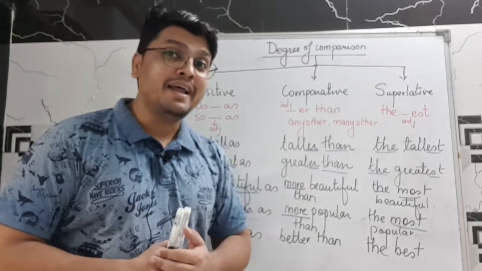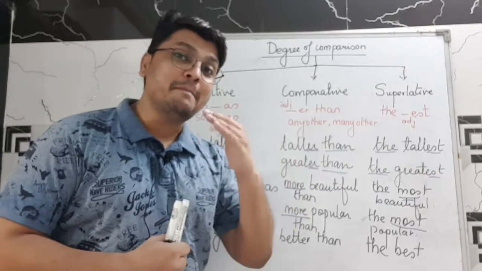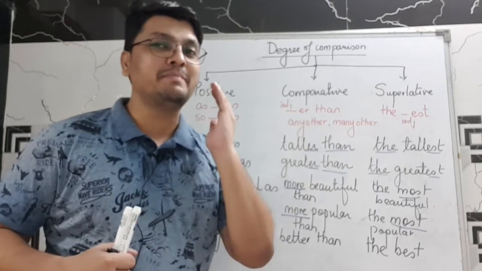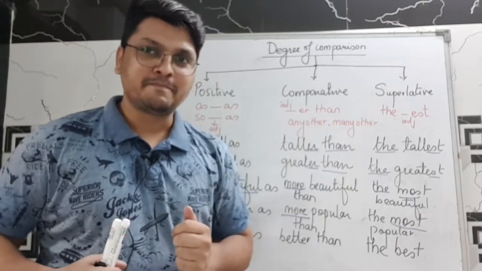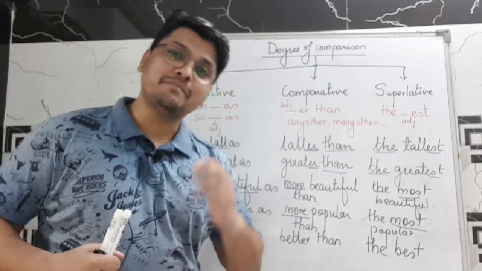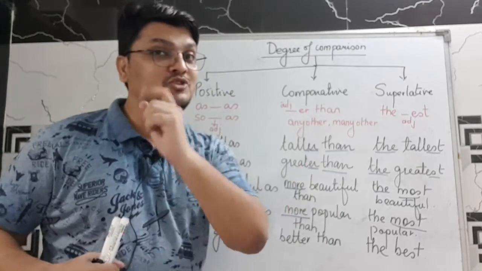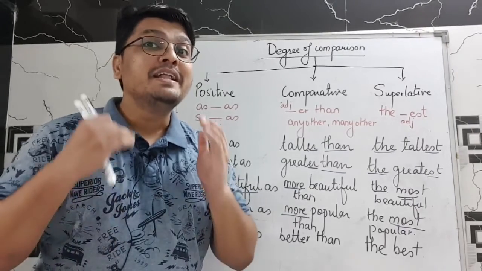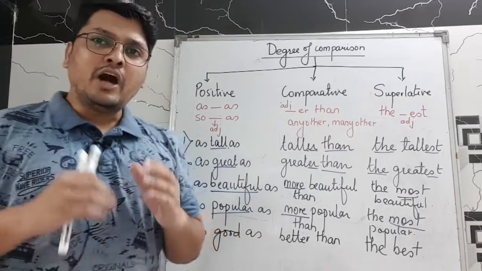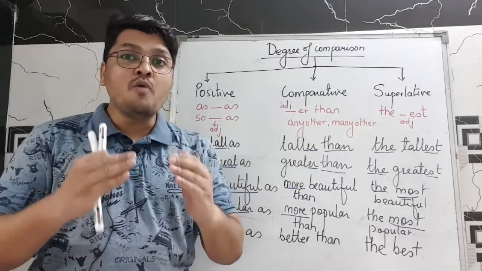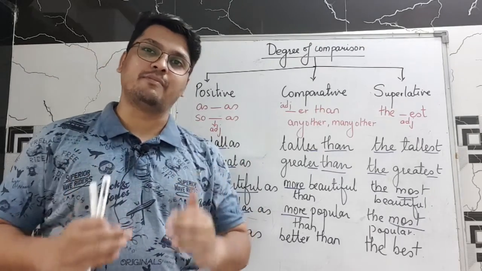Same with bad: it became worse than in comparative, and in superlative it became the worst. Same, as little as became less than in comparative, and in superlative it became the least. Now students, these were the basics. Now we will come to the transformation.